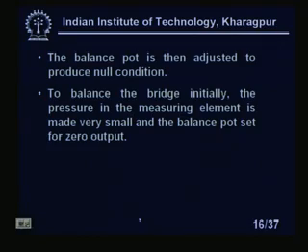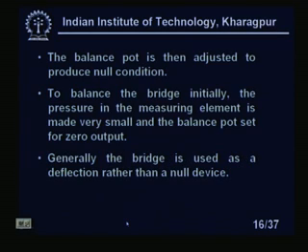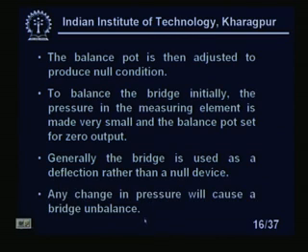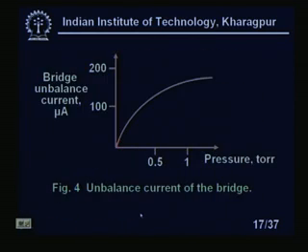We have used that null condition; I have explained that. To balance the bridge initially, the pressure in the measuring element is made very small and the balance spot set for 0 output. Generally, the bridge is used as a deflection rather than a null device. Any change in pressure will cause a bridge unbalance, and this unbalance is calibrated in terms of pressure. You see, this is the bridge unbalance current in microampere of the Pirani gauge versus pressure. After some time, as the pressure increases, there is saturation of the bridge unbalance current; there is a definite reason why the saturation is coming.